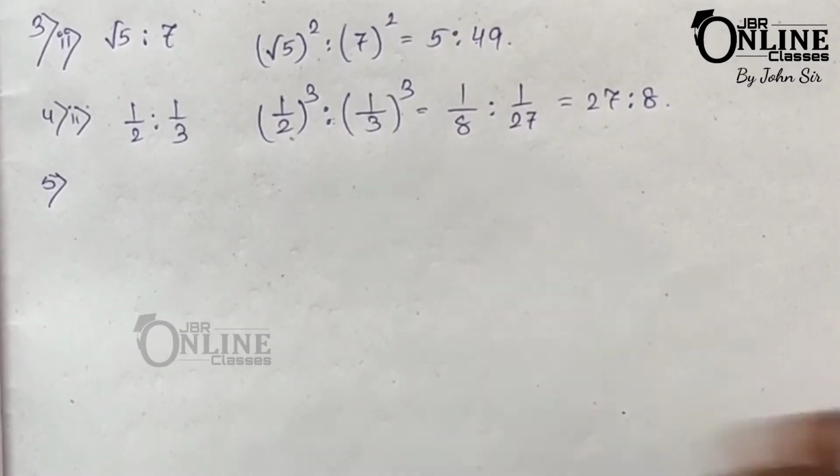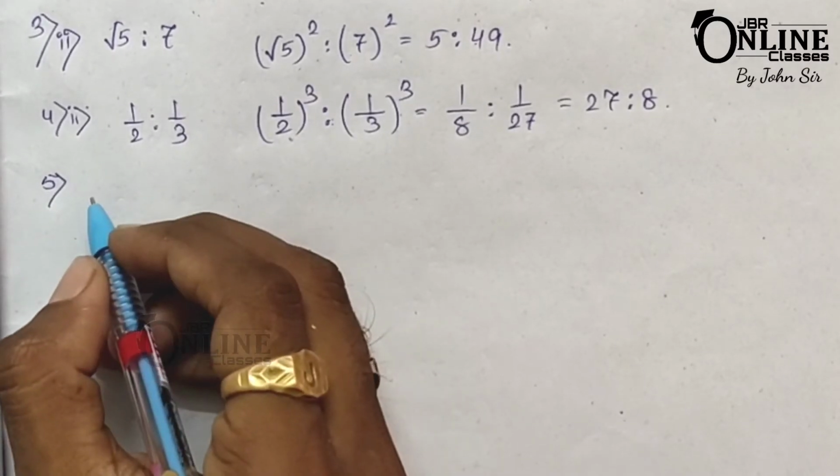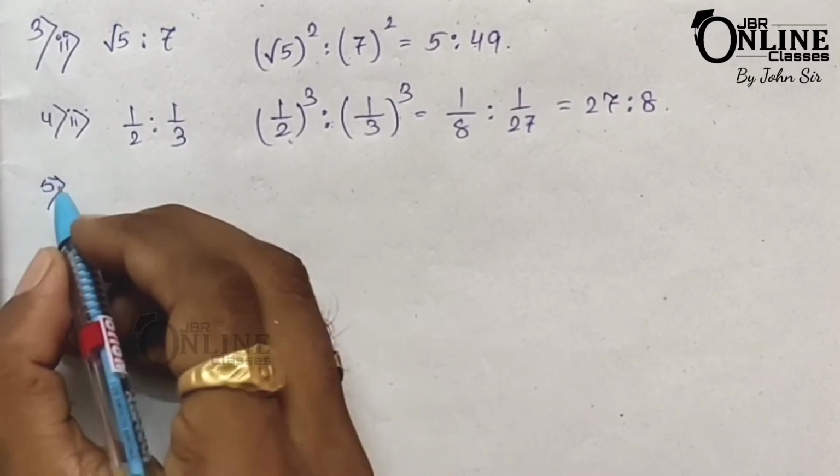Now next, sum number 5. In sum number 5 you have to find out the sub-duplicate ratio.